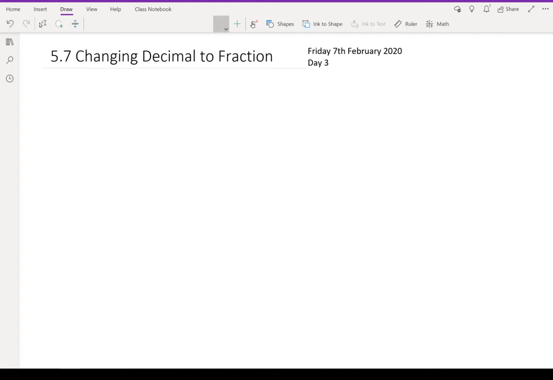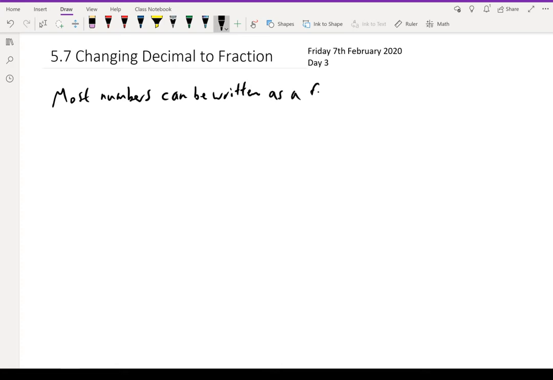Now, most numbers, I say most because not all numbers can be written as a fraction. In fact, all rational numbers can be written as a fraction. If you don't know the meaning of rational number, it doesn't matter because you don't need to know it right now. Now, there is a rather simple way of converting from decimal to fraction depending on the place value of the decimal.